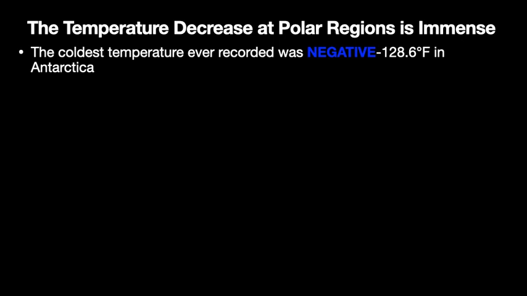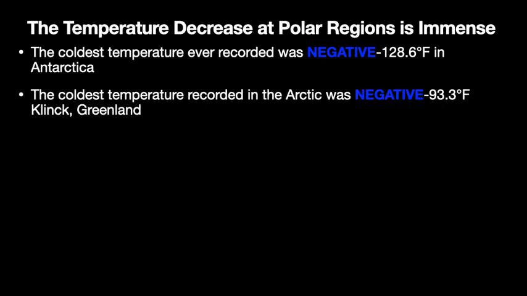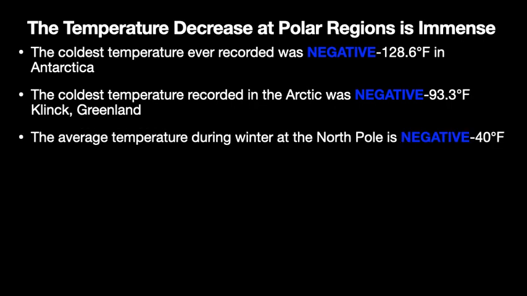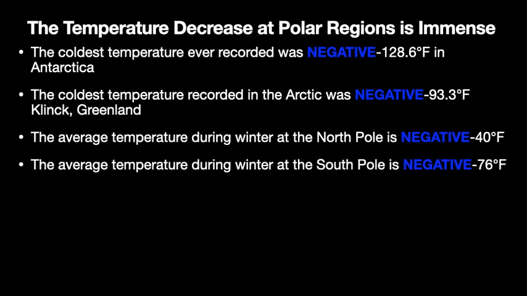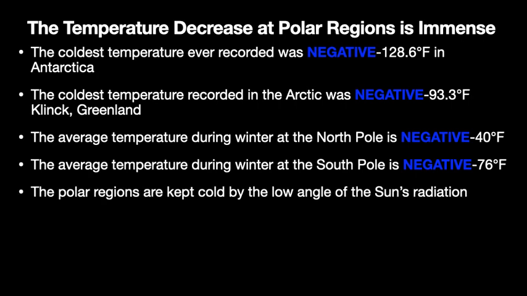The coldest temperature ever recorded was negative 128.6 degrees Fahrenheit in Antarctica. The coldest temperature recorded in the Arctic was negative 93.3 degrees Fahrenheit in Greenland. The average during the winter at the North Pole is negative 40 degrees Fahrenheit. The average temperature during the winter at the South Pole is negative 76 degrees Fahrenheit.